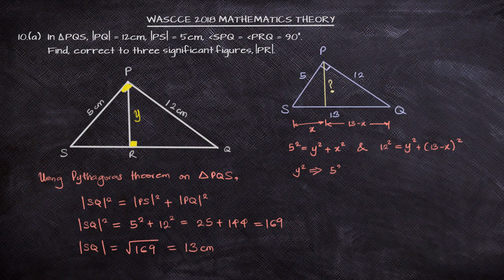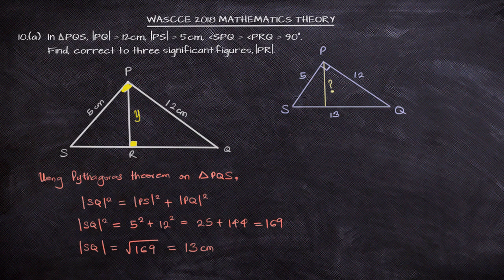Now, from both, we can say Y squared on both equations that we just wrote will be 5 squared minus X squared, which is 12 squared minus (13 minus X) squared. So, using this, we can solve for X, and after we solve for X, we'll use the value in Y. This is one way to go about it, but I'm not going to use that way. I want to use another method to try and find the value of Y.